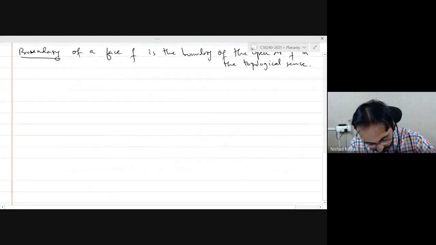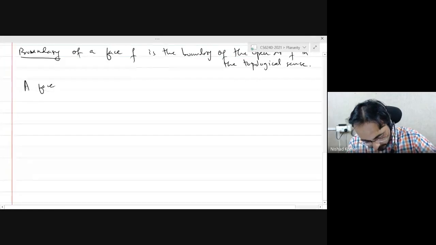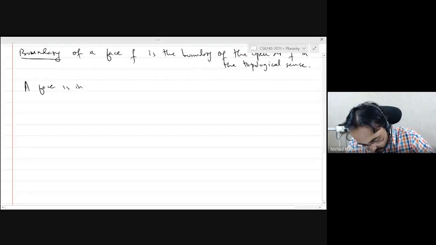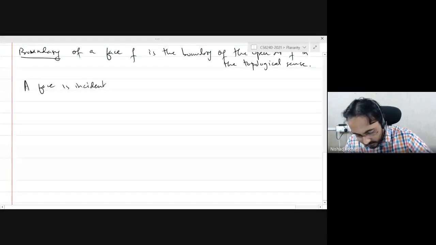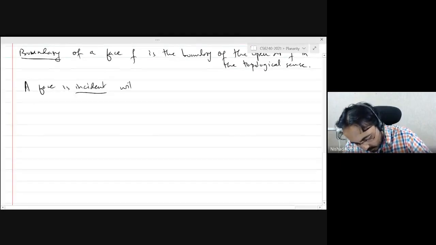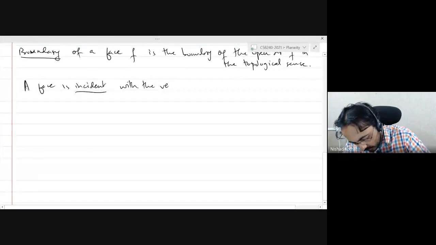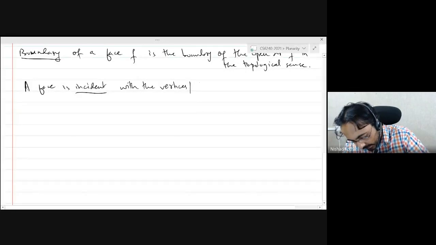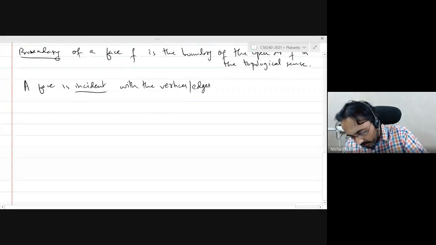Just for the sake of completeness, a face is incident with the vertices and edges in its boundary.